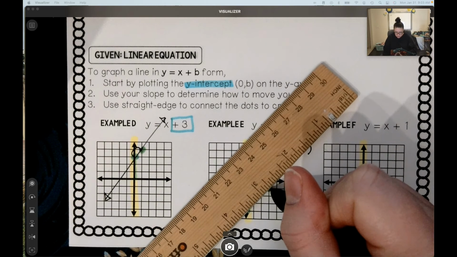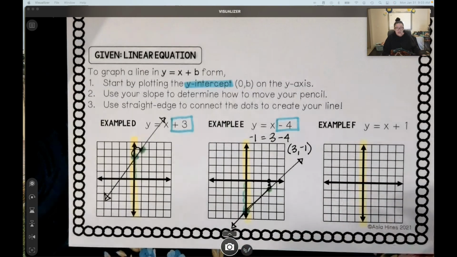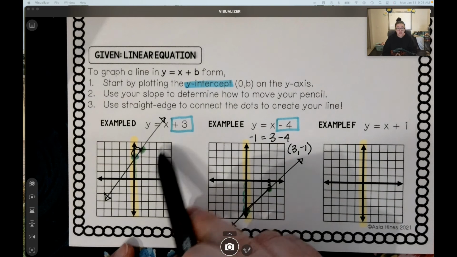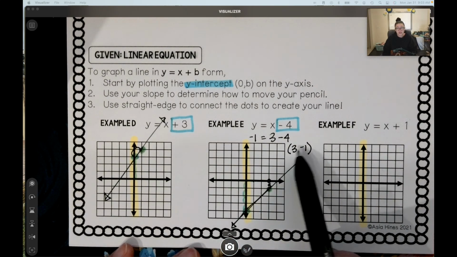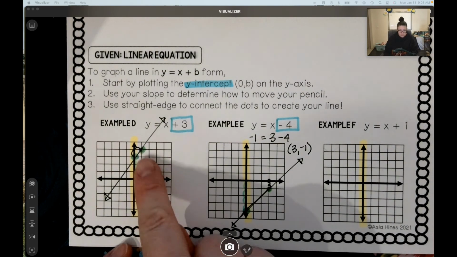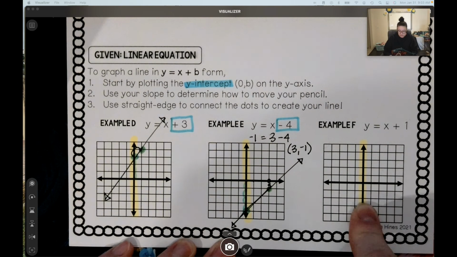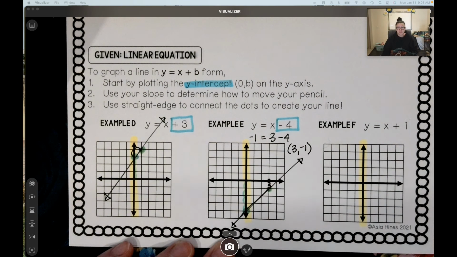It does not matter to us if you do the up 1 over 1 or if you use your equation to find your x and y points. Whatever is easiest for you. I want you to pause the video and try example F on your own. Plot your y-intercept, up 1 over 1, or use your equation to help you graph.